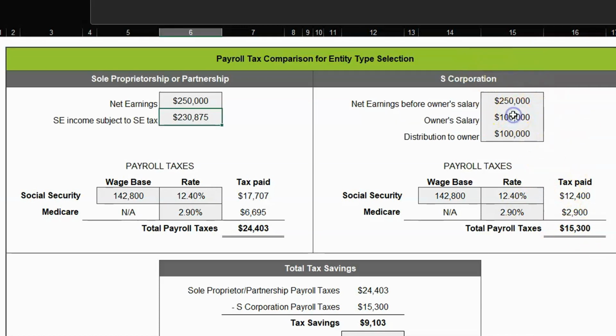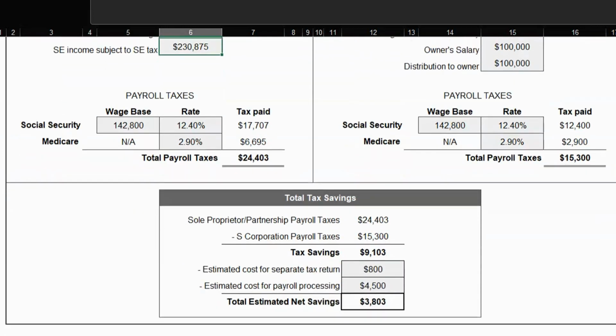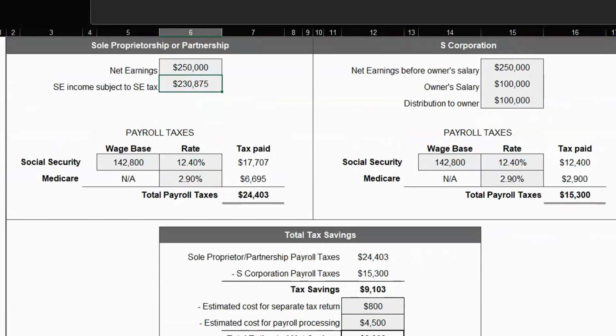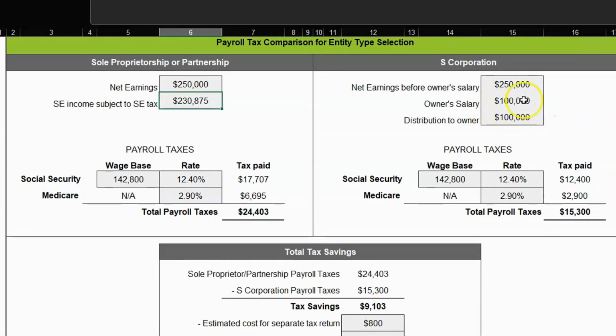Now, if I change his salary to a different number, it's going to change this. I'm just using $100,000 as an example. And then with the partnership, you can see here the difference, the tax savings. So it's a lot more beneficial in this example, because the owner is paying themselves a salary of $100,000. Look at the tax savings here by electing to become an S-Corp.